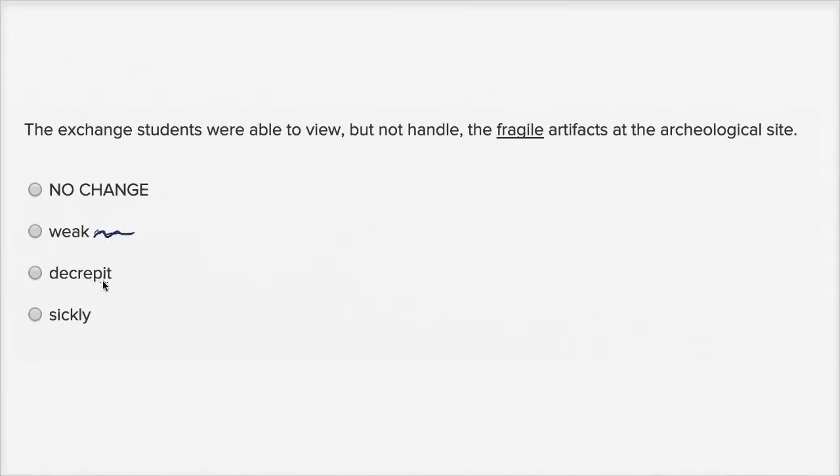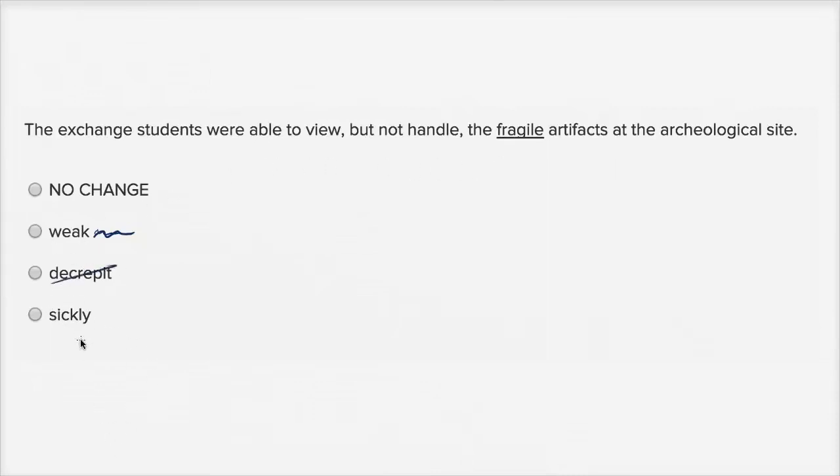Decrepit. So decrepit is something that's kind of old or worn out. And artifacts are old and worn out, but you're usually referring to people or things, and I think of something very old and decrepit. And decrepit by itself isn't saying why you're not allowed to touch it, I guess is the main takeaway. The exchange students were able to view but not handle the decrepit artifacts at the archaeological site. Just because something is old and worn out doesn't mean that's the reason not to touch it. The reason not to touch it is because you could break it easily. So I'll rule this one out.